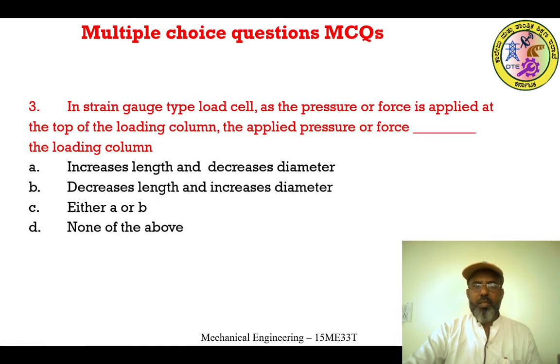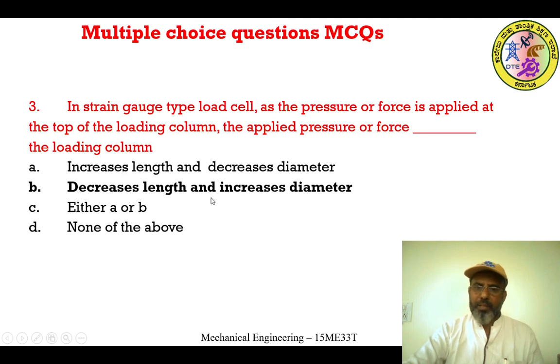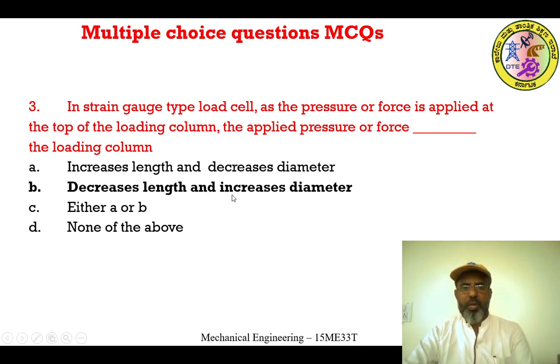Then the next thing you should remember, in strain gauge type load cell, as the pressure or force is applied at the top of the loading column, the applied pressure or force, your time starts now. Directly the answer has come over here. When you apply the load on the column, it decreases its length and increases its diameter.